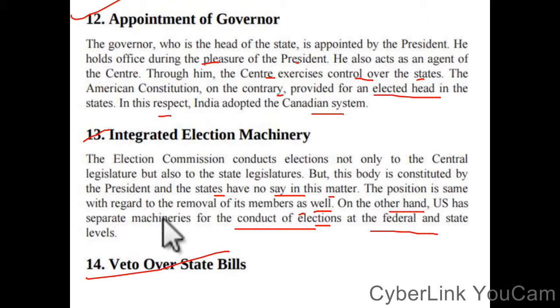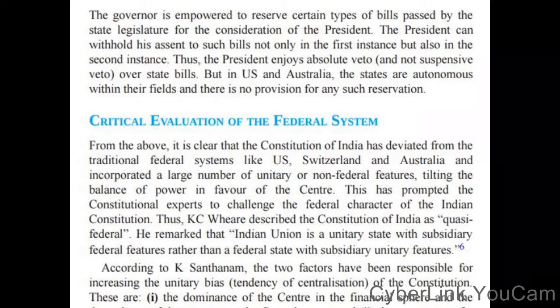Veto over state bills. The governor is empowered to reserve certain types of bills passed by the state legislature for the consideration of the president. The president can withhold his assent to such bills not only in the first instance but also in the second instance. The president enjoys absolute veto and not suspensive veto over state bills.